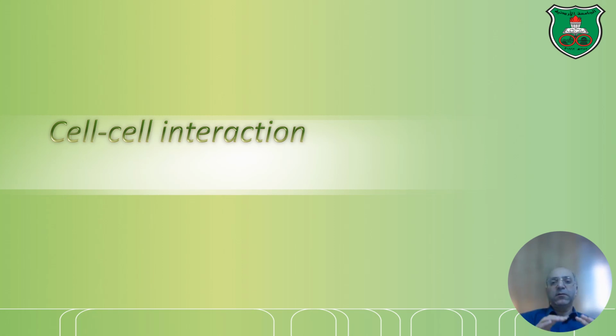Last time we talked about how cells can interact with their surroundings, the things around them. So they can interact with matrix proteins, but they can also interact with each other. And there are different ways by which they can interact with each other. We're going to talk about some of these mechanisms of cell-cell interactions.